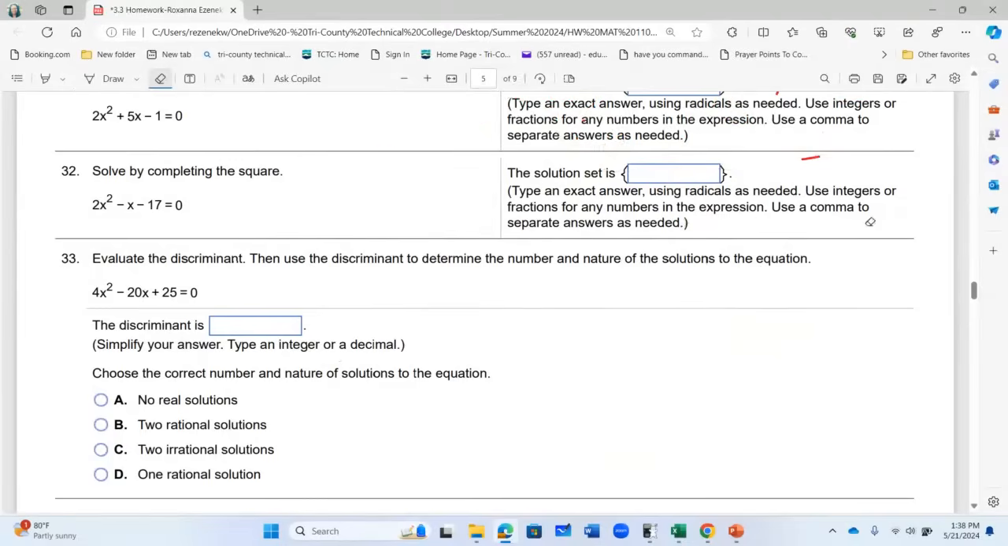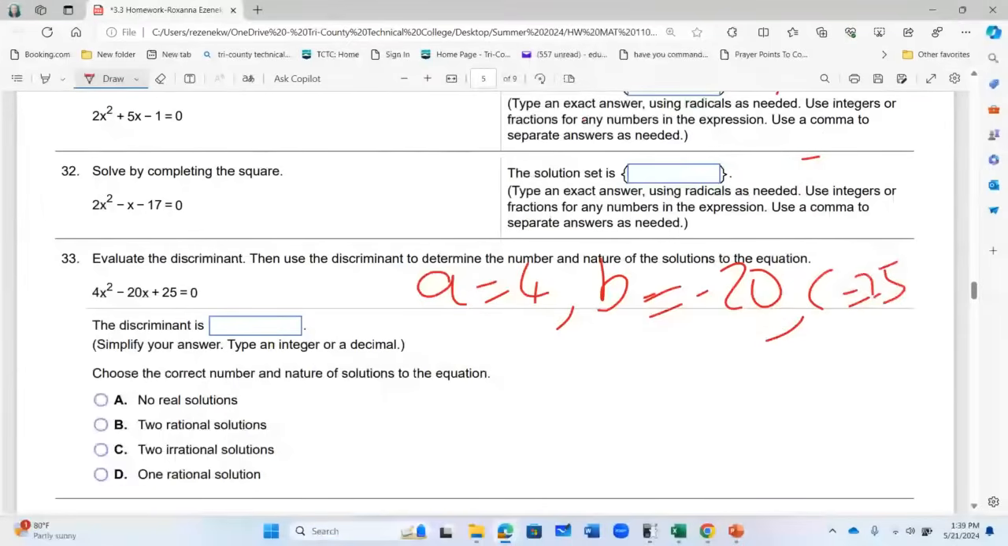So, first of all, we need to know how to evaluate the discriminant. Before I evaluate the discriminant, I have to find the coefficients. The leading coefficient is 4. The coefficient of the linear term is negative 20. And the constant term is 25.